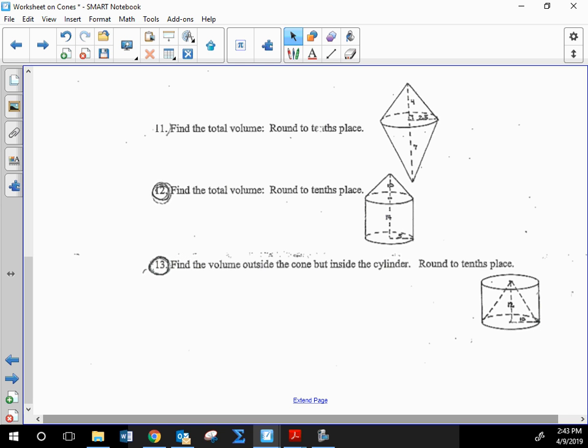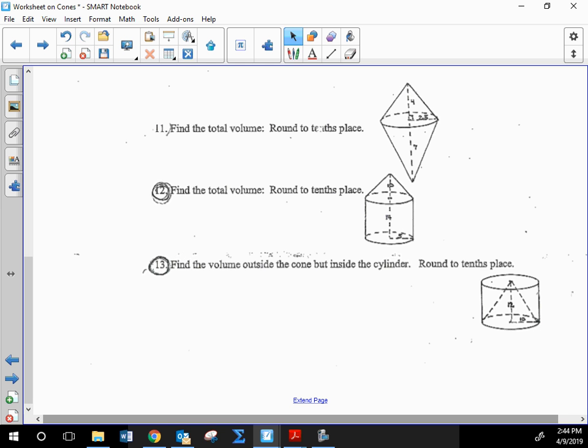Good, find the volume of each one, then add it together. How about for 12, what would we do? Cone and cylinder volumes, slap them together. Now, read number 13. How would I find the volume of that?